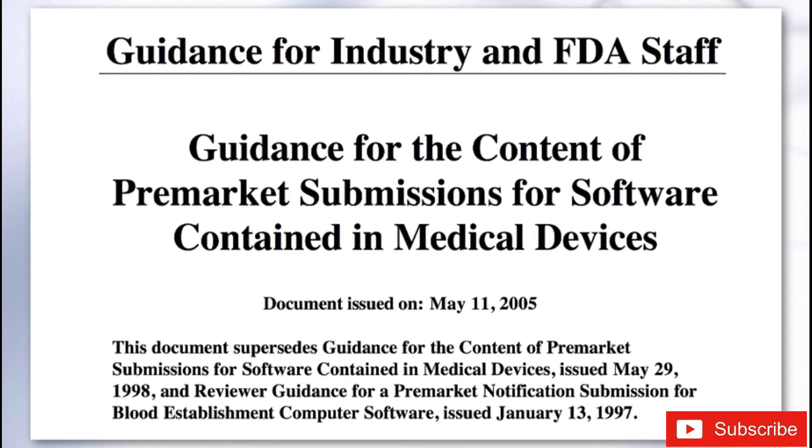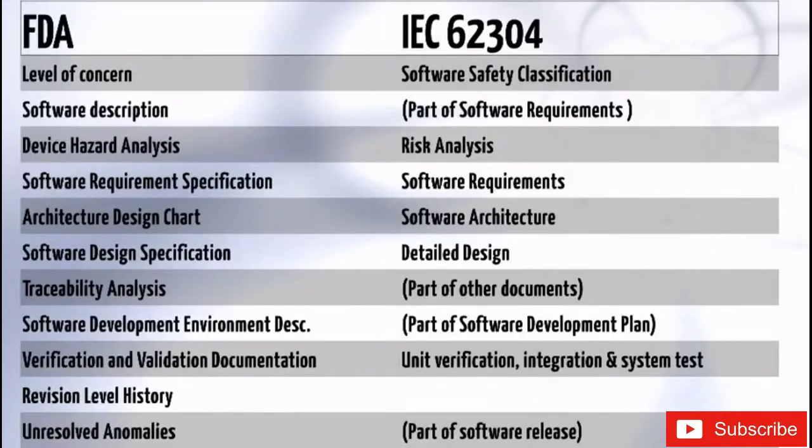If you want to have more precise and detailed knowledge, then you can visit the guidance for content of premarket submission for software contained in medical devices on the FDA website. This will give you an idea of what documents you need to submit to the FDA and what precise documents you need to have when you are doing a software validation. Now, if we compare the FDA and the IEC 62304 standard, we can see that almost all the requirements are 90% identical. So they do not talk about much different things in both of their guidelines.